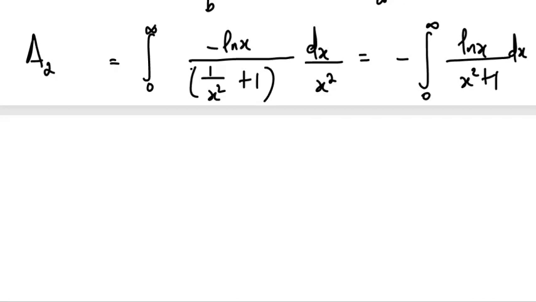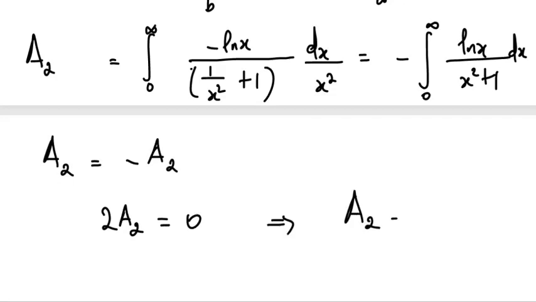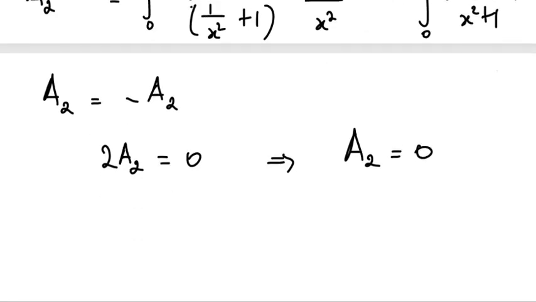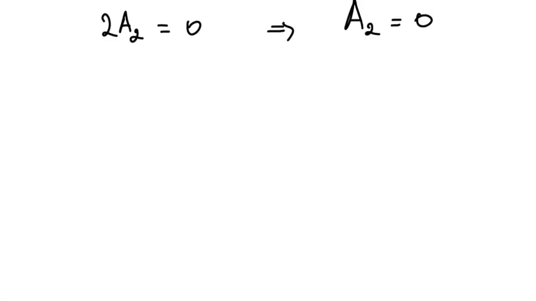Okay, so here you can see clearly that a sub 2 is equal to negative a sub 2. Add a sub 2 to both sides, we get 2a sub 2 is equal to 0. Now divide both sides by 2, we see that a sub 2 is clearly equal to 0. This is indeed cool.